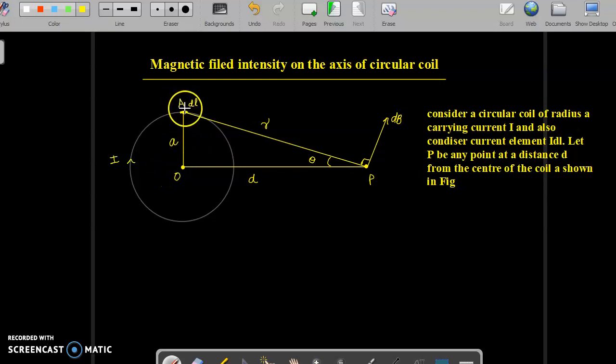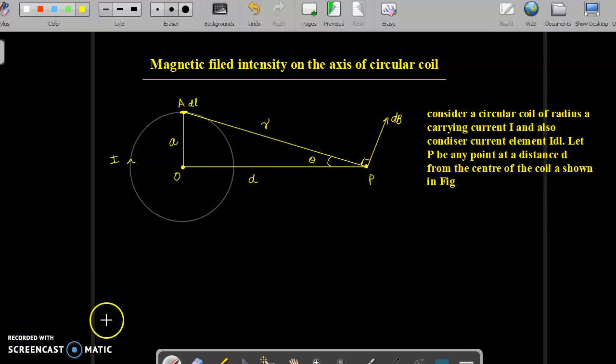At point A, we can see a current element dl. On the axis, P is a point at a distance d from the center of the coil. The current element is at a distance R from the point P, and theta is the angle made by joining these two lines.